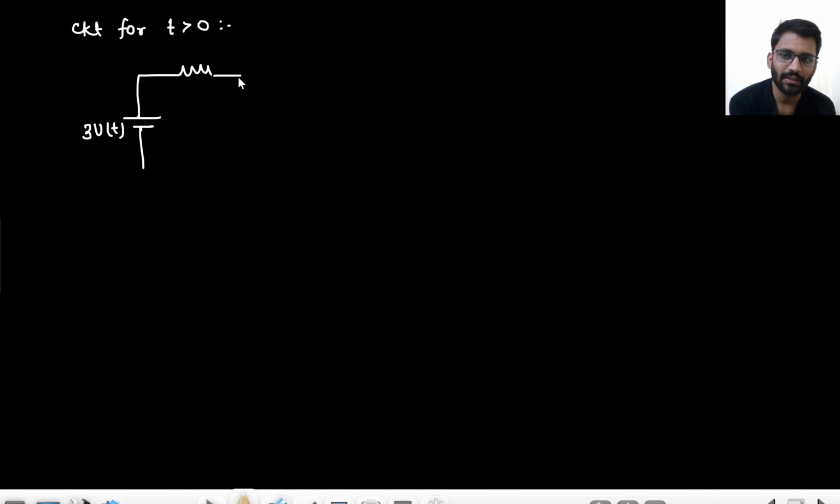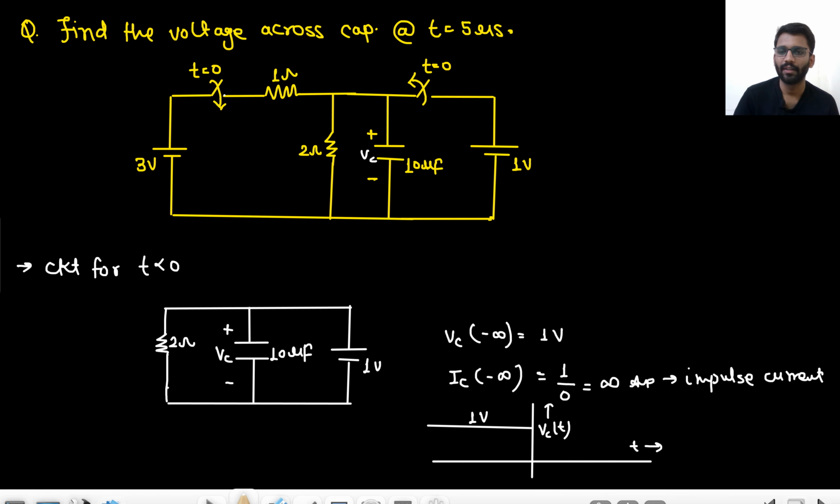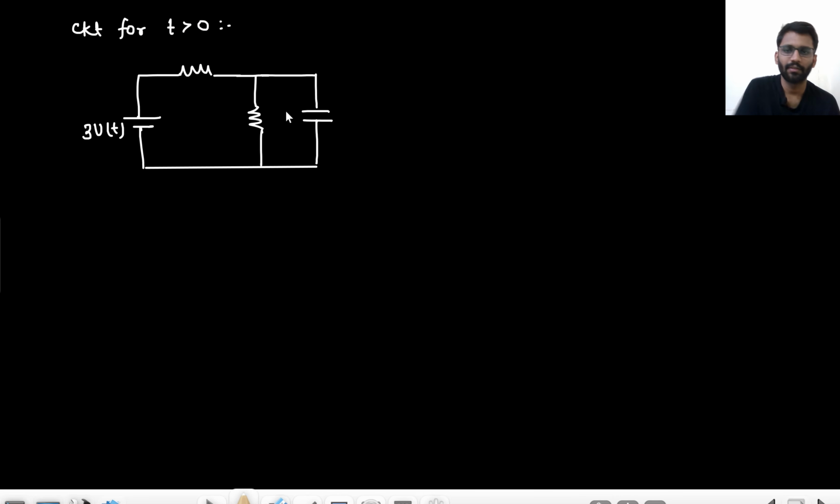Then we have some resistance. Then we have some more resistance. And then we have the capacitance. The value of capacitance is 10 microfarad, which is charged to 1 volt. We are talking about VC, right? This is 2 ohm, this is 2 ohm, and this is 1 ohm.